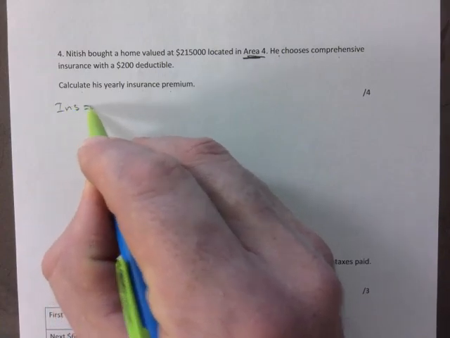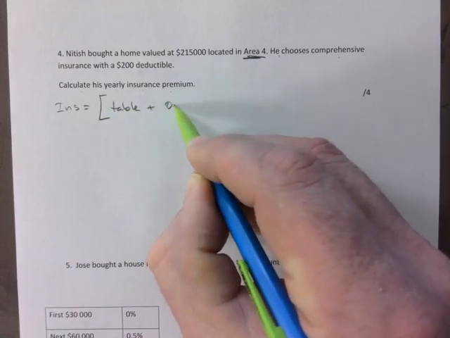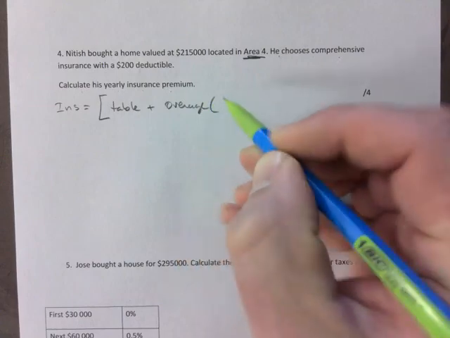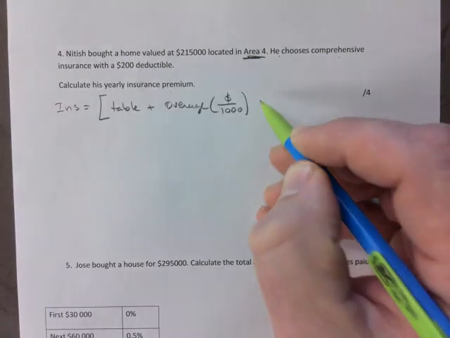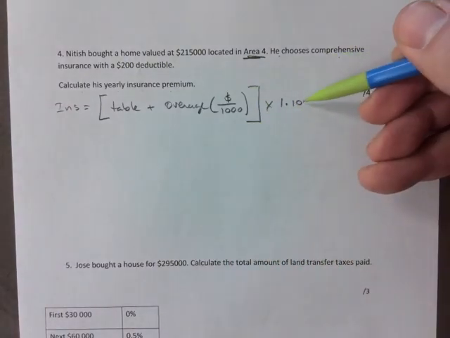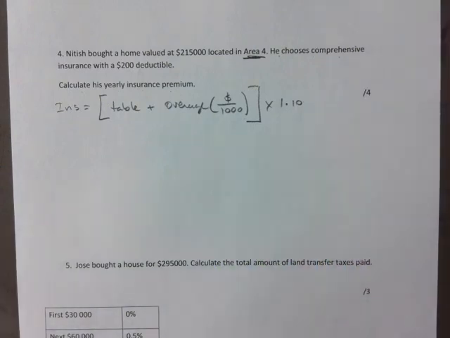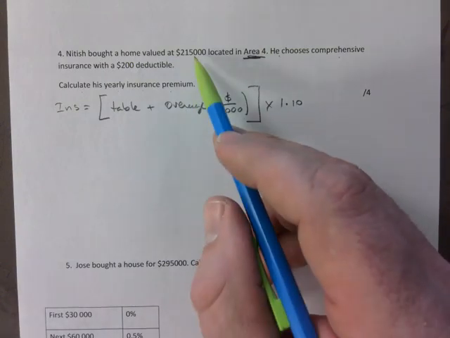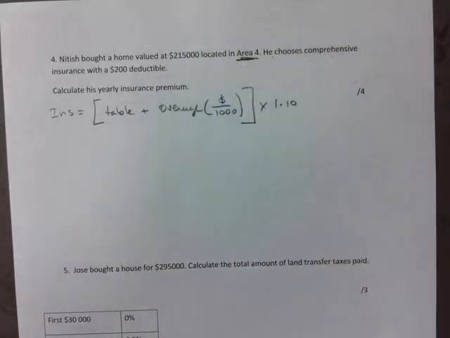Insurance, this is the formula that you should have. It's table plus overage, and then there's a dollar amount per thousand. Square bracket times 1.10. This is to add the 10% in order to get a $200 deductible. Are we over in this case? It is over, right? The maximum on our table is 200,000.